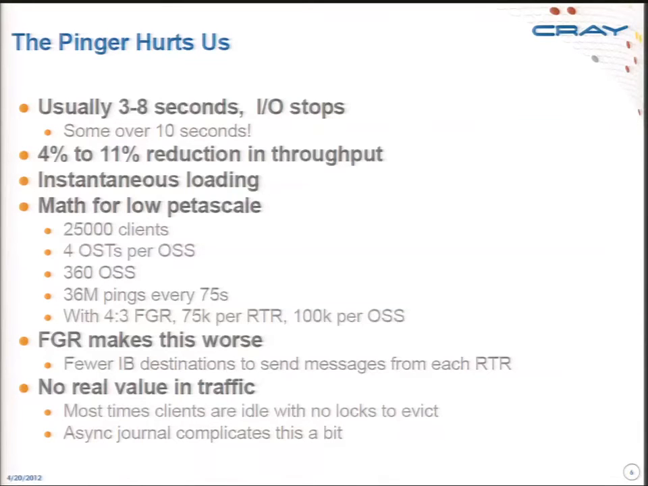The async journal feature complicates this a bit because the return path is used to send back the last committed field, which allows the clients to flush their cache and drop some locks. It lets them know that while the OSS has previously said they've seen the data, now the data is actually committed and out on persistent storage.